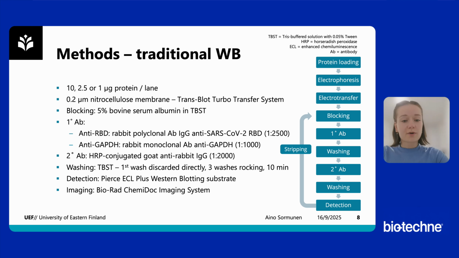And since both of our primary antibodies were rabbit, we had a secondary antibody that was an HRP-conjugated goat anti-rabbit antibody. For detection, we used Pierce ECL Plus Western blotting substrate, and then the images were taken using the Bio-Rad ChemiDoc imaging system.